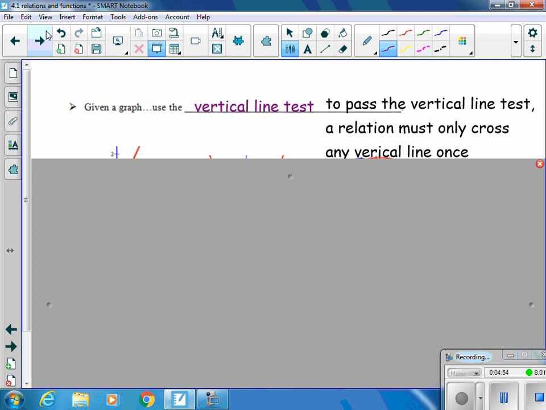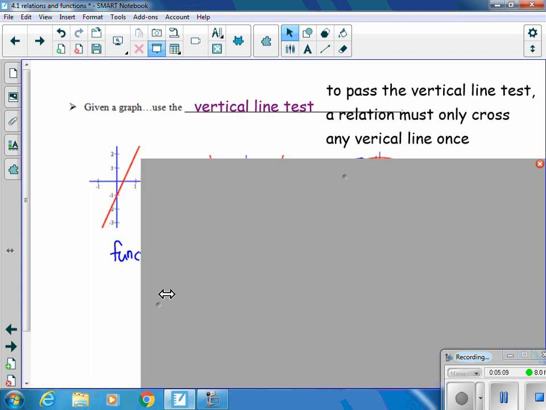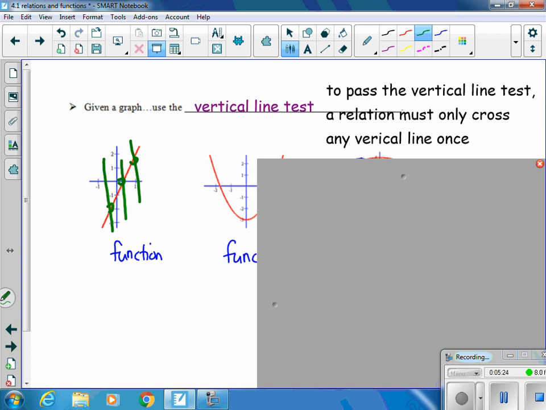The last thing we're going to look at is how do you look at a graph and decide whether or not it is a function. It must pass the vertical line test. To pass the vertical line test, a relation must only cross any vertical line one time. So my first relation is a function, because no matter where I draw a vertical line, it will only cross in one location. Crosses once here, crosses once there, crosses once there. So this is a function.